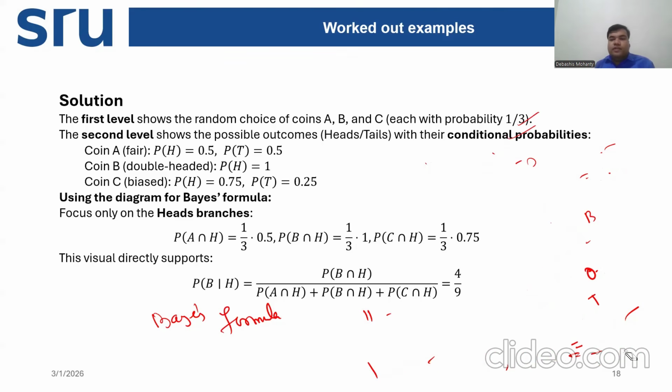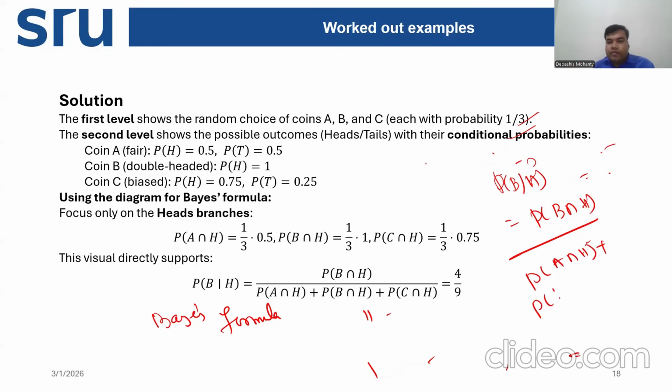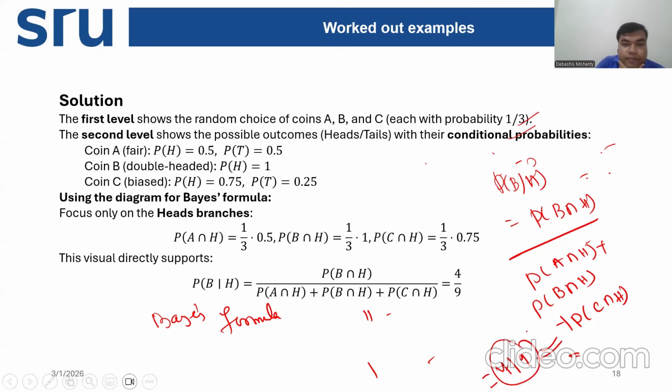Okay, students. So after applying this, we need to calculate the probability of B given H. Probability of B given H equals probability of B intersection H divided by probability of A intersection H plus probability of B intersection H plus probability of C intersection H. So that value we will get, 4 by, that is the direction. Okay. So you see how Bayes theorem can be applied to application-oriented problems also.